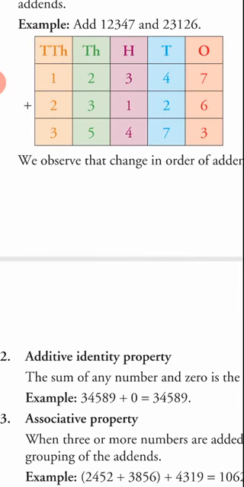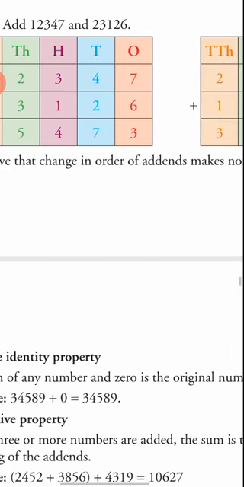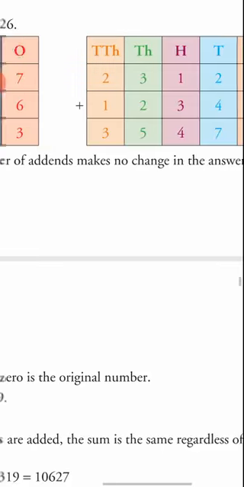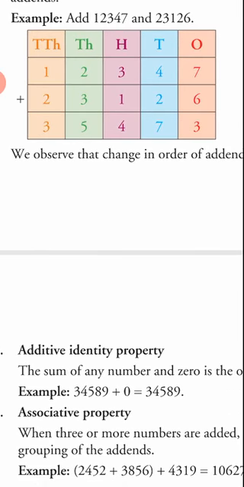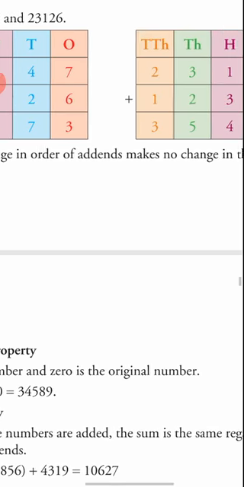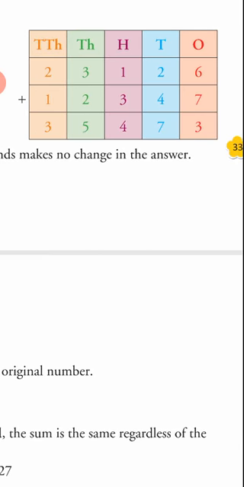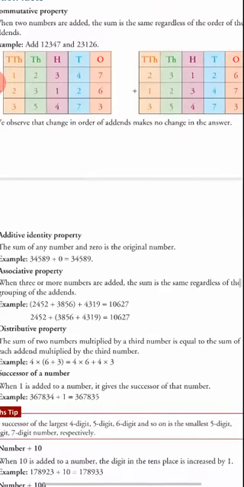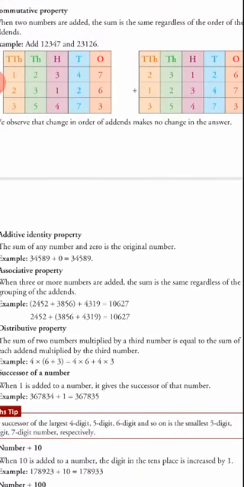Now here you can see that you have to add 12,347 and 23,126. Now, after adding these two numbers, your answer is 35,473. And in this, we have changed the order. Like here, 23,126 was written downside, and here 23,126 is written on the upper side. Now you can see in both these sums your answer is same. That means if you are changing the order of the addends, the sum will remain same.